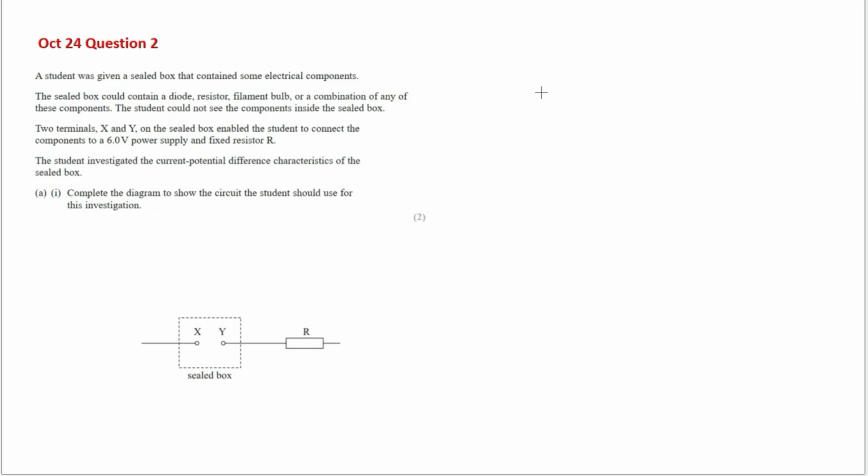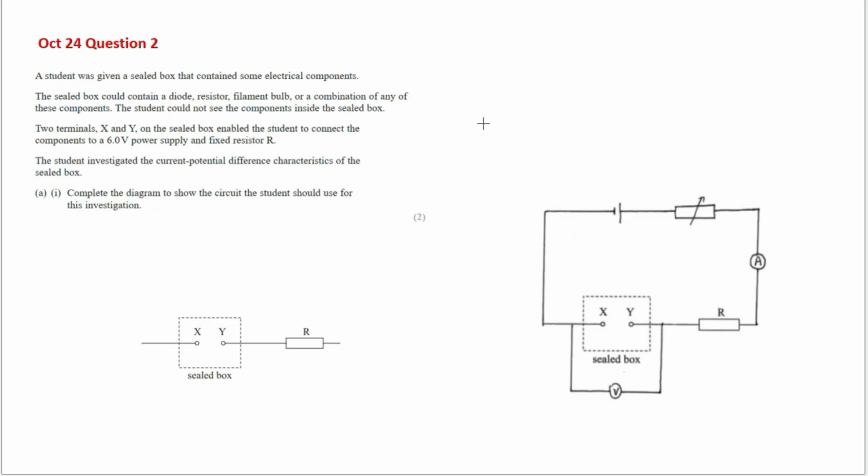So the investigation is to change current and potential difference and plot a graph. And the shape of the graph would determine whether it's a diode, a resistor, a filament bulb, etc. Right? So you have to vary the current and potential difference. And I was a bit surprised to see in this year the component they used to vary was a variable resistor. So this was the diagram for this year. So they used a variable resistor, but I have to show you something.